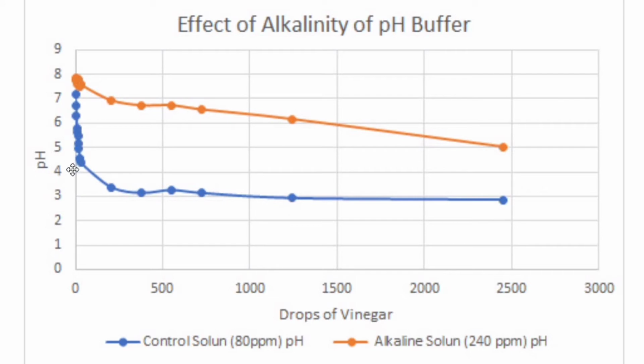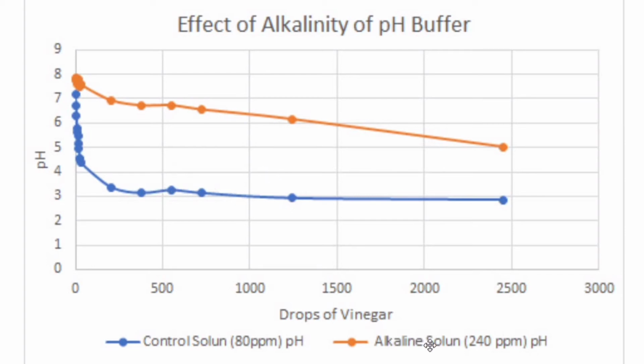Okay, so here we have our graph of the data that we had in our table. As you can see, it is the effect of alkalinity on pH buffer. On the x-axis, we have drops of vinegar, and on the y-axis, we have pH. The blue line represents the control solution, which had an alkalinity of 80 ppm. As you can see, there was a very steep decline in pH, so it became acidic very quickly in the beginning. And then it looks like it leveled out after about 500 drops of apple cider vinegar.